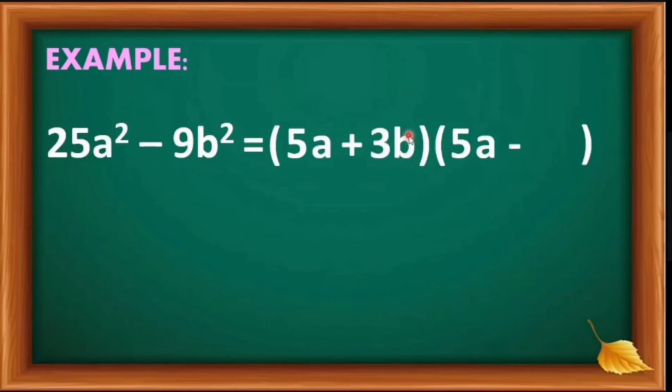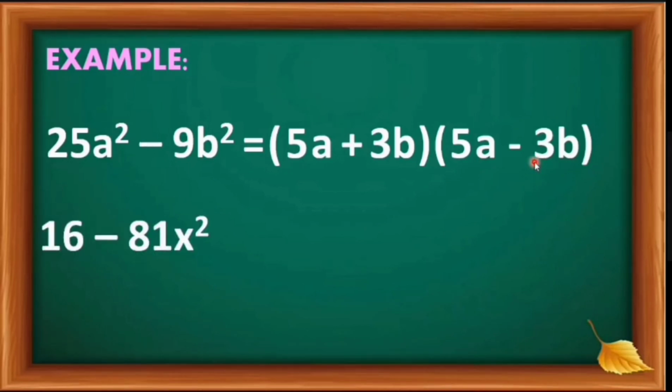Kung ano yung nilagay natin dyan, yun din natin ilalagay natin sa second term ng second factor, and that is 3b. Okay, let us check. 5a times 5a, 25a squared. 3b times 3b, 9b squared. Therefore, the factors of this 25a squared minus 9b squared are 5a plus 3b and 5a minus 3b.